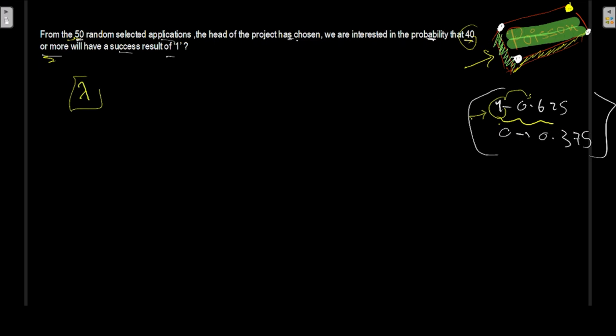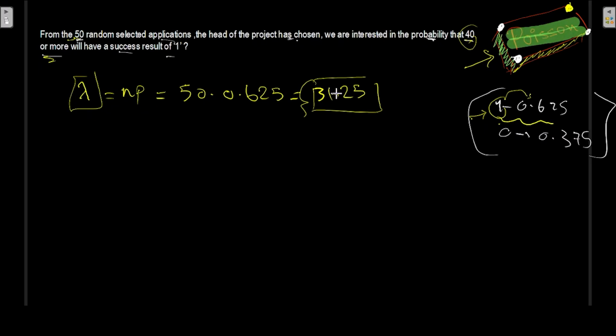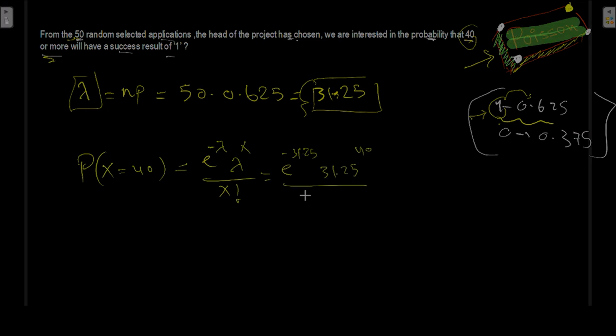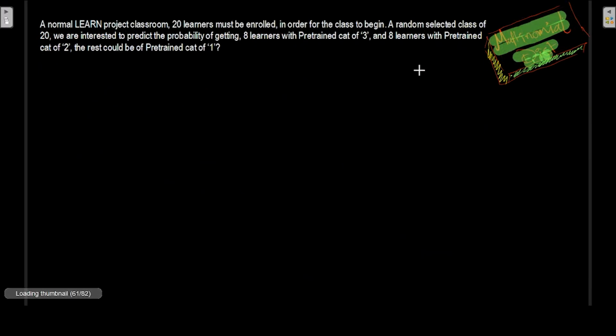We need to find the lambda. Now, the lambda in this case can be nothing but the np. And the np that we have is 50 cases multiplied by their probability, which is 0.625, and that is equal to 31.25. So this is my lambda. The probability of X to be equal to this is like 2.5%. Let's take one more question.